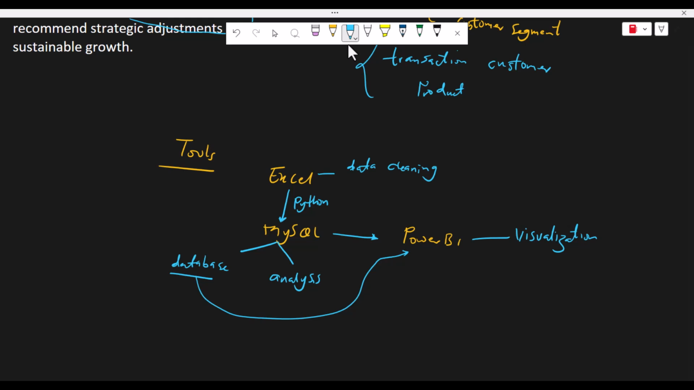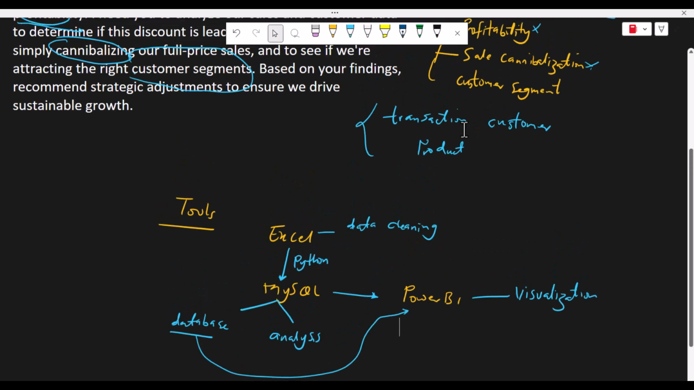In the next lesson, we shall be looking at how to clean our data sets. I mean the transaction data set, the customer data set, and the product data set for this particular project.